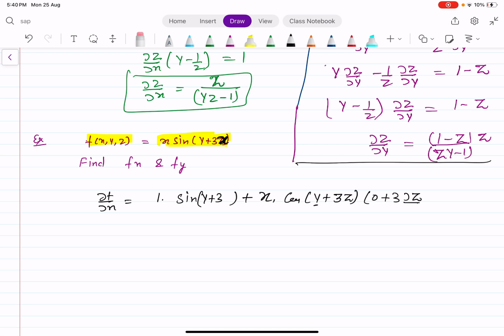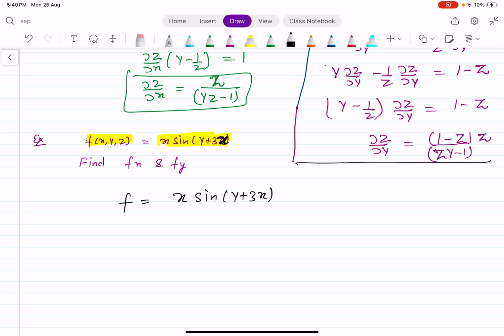Let me do it again. There is a little bit of confusion. Let me write it again. Okay, so the function is what? x sin(y plus 3x). Okay, ∂f/∂x. So differentiate with respect to x. Differentiation of x is 1, sin as it is, (y plus 3x).